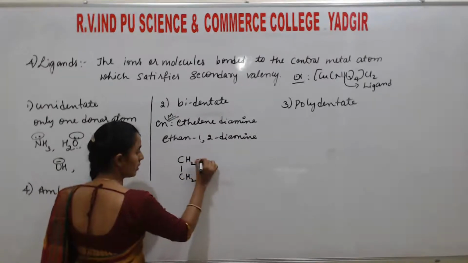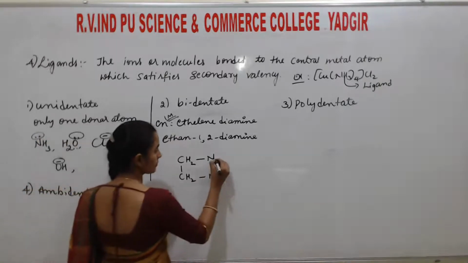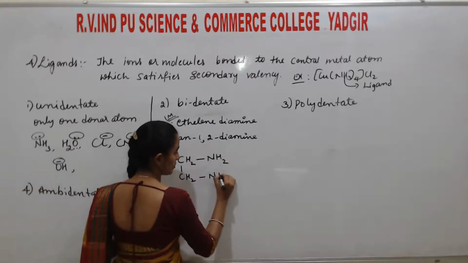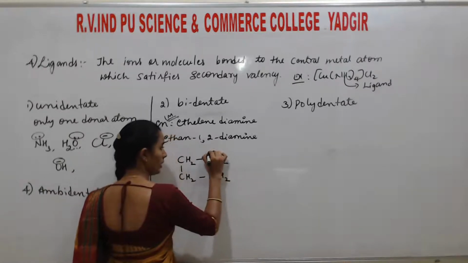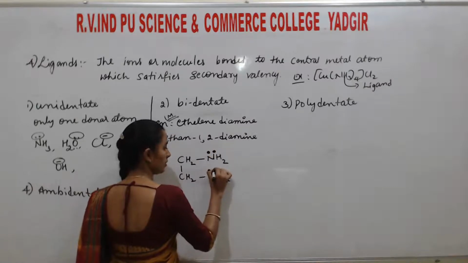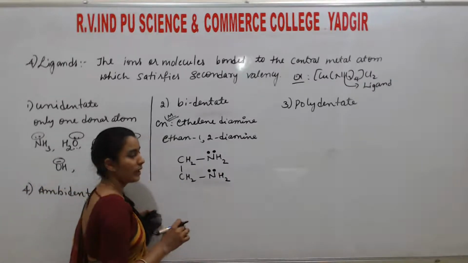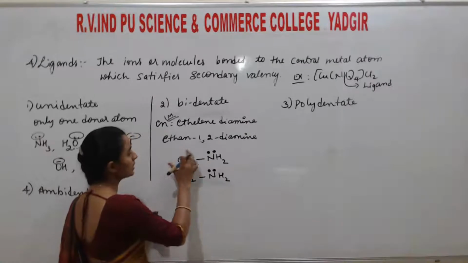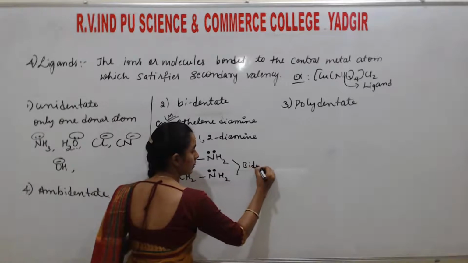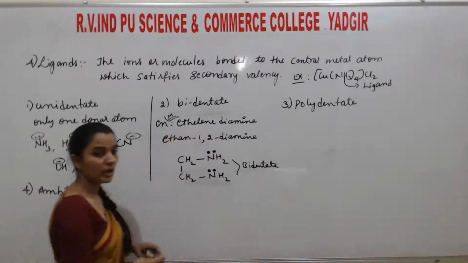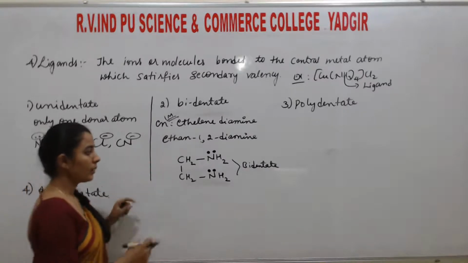Ethane means CH2. First position and the second position, nitrogen atoms are there. NH2, NH2. Here on the nitrogen atom, 2 lone pair electrons are there. So from this nitrogen 1 lone pair, from this nitrogen 1 lone pair, both the nitrogen atoms can act as a donor atom. So they are bidentate ligands. In the same molecule, they have 2 donor atoms. That's why they are bidentate ligands.